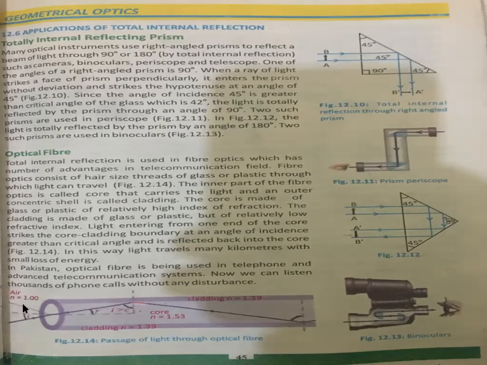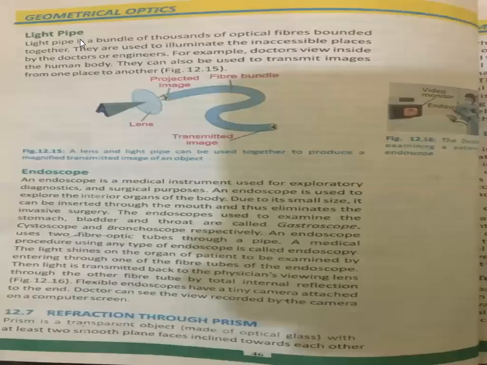So you should know now there are two parts of the fiber optics. One is called the core, through which the light enters, and the other is called the cladding. When the light enters from the core and strikes the cladding, it goes back into the same medium instead of going outside. This phenomenon is called total internal reflection. So we studied this one. Then we studied the light pipe.